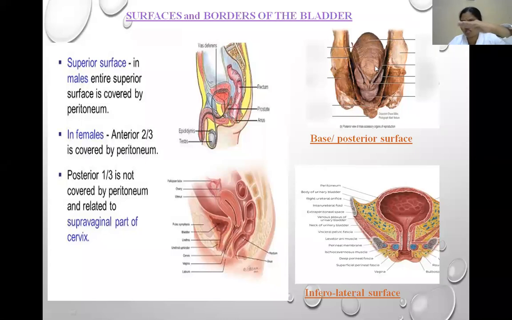The peritoneum reflects first. Then it extends onto the superior surface. So what is the main difference in relation to the peritoneum? The upper part of the posterior surface also is peritoneal in case of males. But in females, only the superior surface is peritoneal. Rest everything is non-peritoneal. Okay, so that is about the superior surface of the urinary bladder.